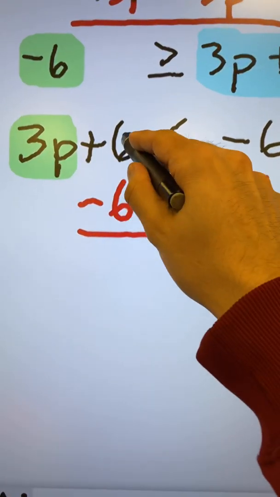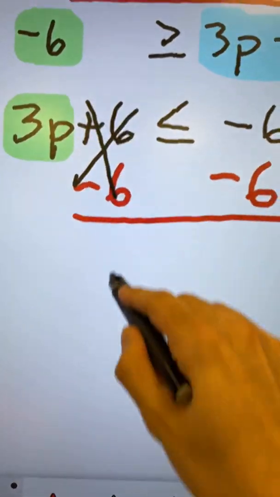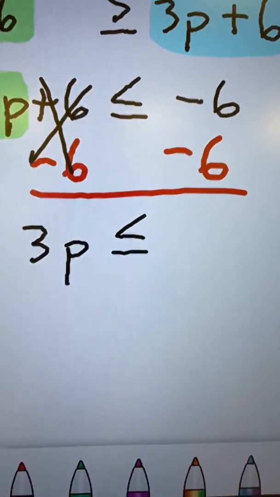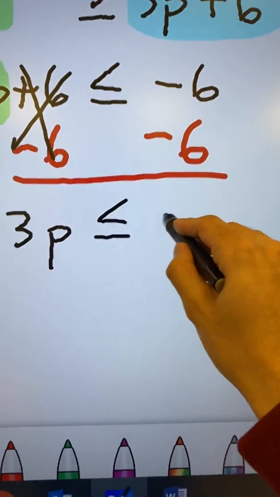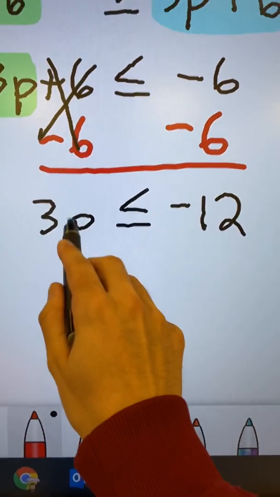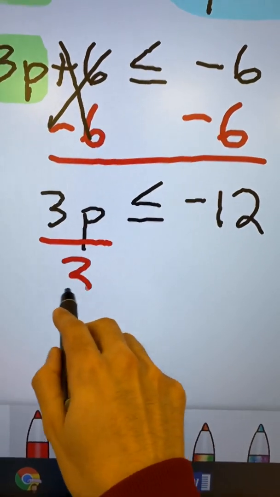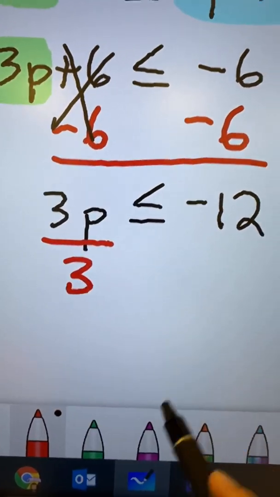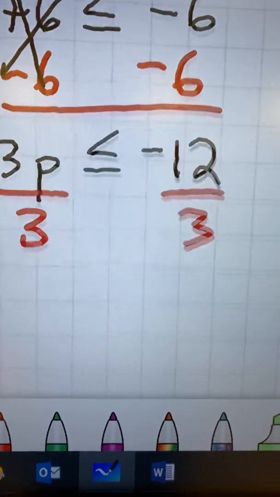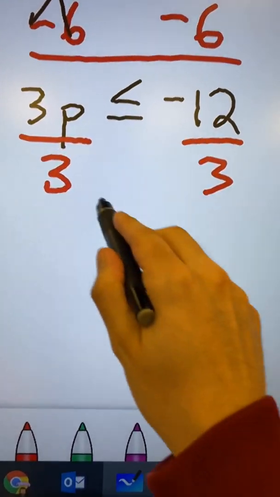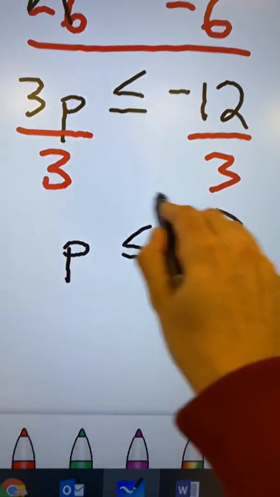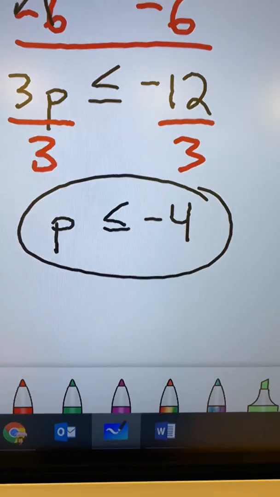So here on the left side, 6 positives and 6 negatives makes a 0 pair. That's gone. We're left with 3p less than or equal to -6 minus 6, you get -12. And then in the last step, I got to make this 3p into 1p. So I got to divide by 3 because 3 divided by 3 is 1. Do the same thing on the other side. Just like in equations, you always got to balance things out to both sides. So we get 1p is less than or equal to -4. And that's the solution set.